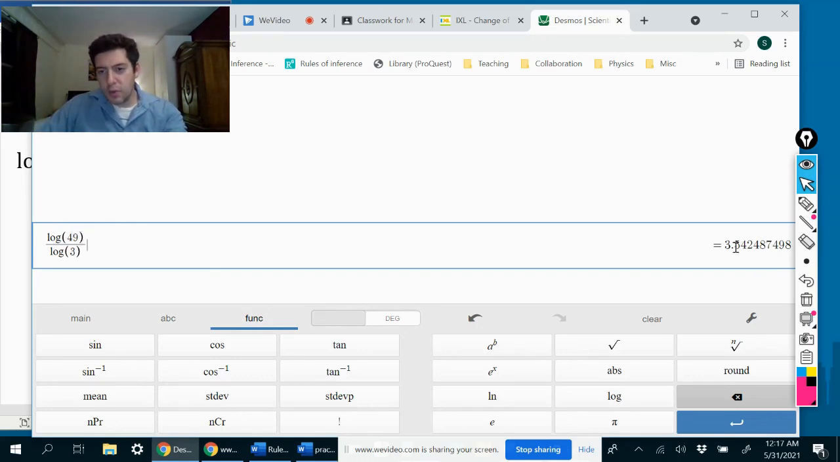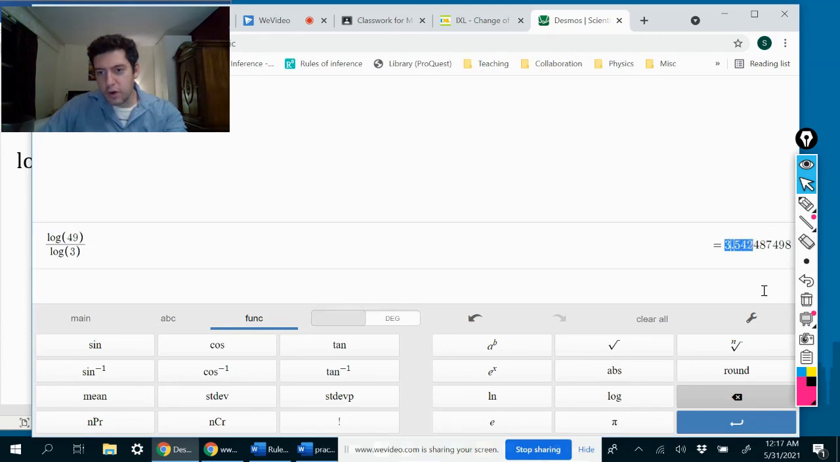Okay, so 3.424, 3.542. Wow. Okay, it's getting a little bit late. 3.542 is going to be what this is, because the next digit is a 4, so this digit is going to stay the same.